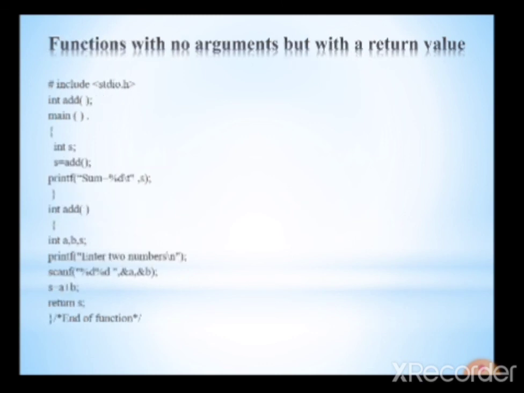Next, functions with no argument but with return value. So here also one-way data transfer with no argument. There is no value inside the parentheses. So no value is passed from the calling program to the called function. The function call does not take any argument. Even in the declaration we are not mentioning any argument. In the function definition also we are not mentioning any argument.